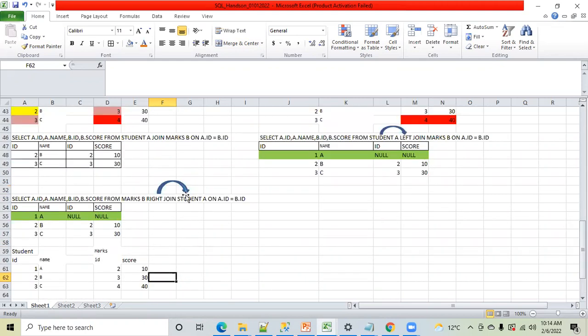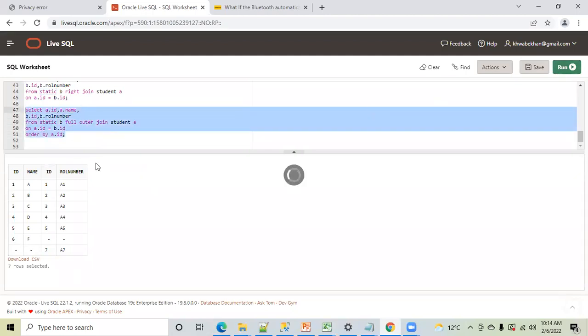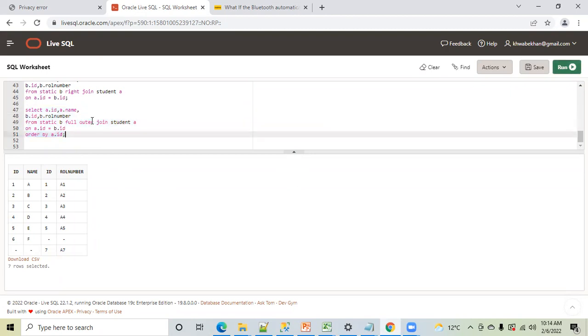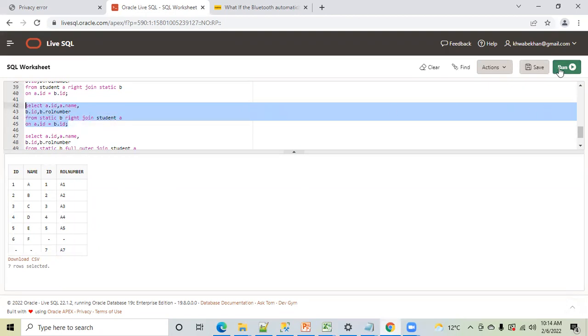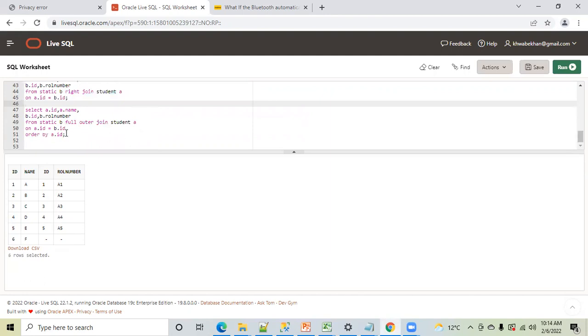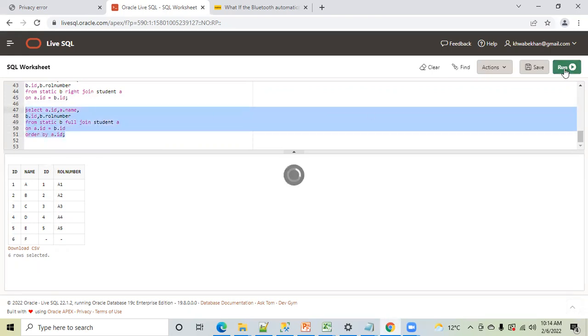Now, if you want, you can write left outer or full outer, but that is not mandatory. That is your wish. Here I've written full outer join, and you got this output. In every DB it will accept outer? Good question. I'm not sure, but it's better to write outer. Even if you're not writing it, I think that should work.